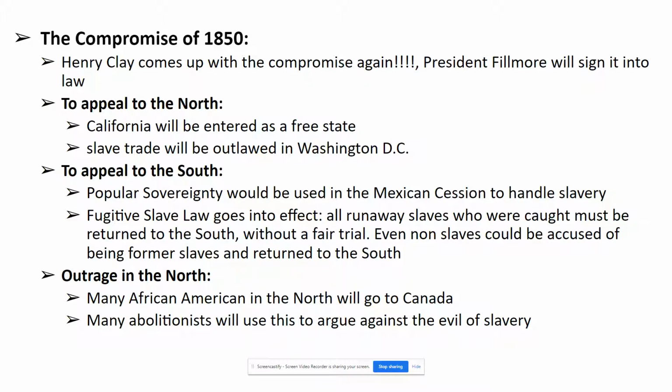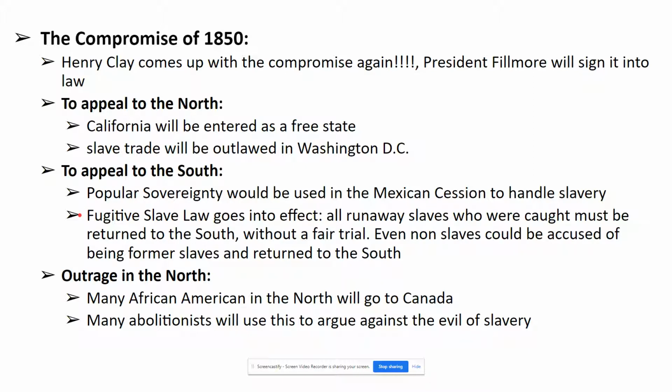If you were a freed man in the North, you needed to make sure you were able to prove that at all times. And if you couldn't prove it, there was a possibility you might be returned to the South or brought to the South for the first time and forced into slavery. Okay, the fugitive slave law is going to completely anger the North, but in order to get California as a free state, they had to give the South this. Okay?